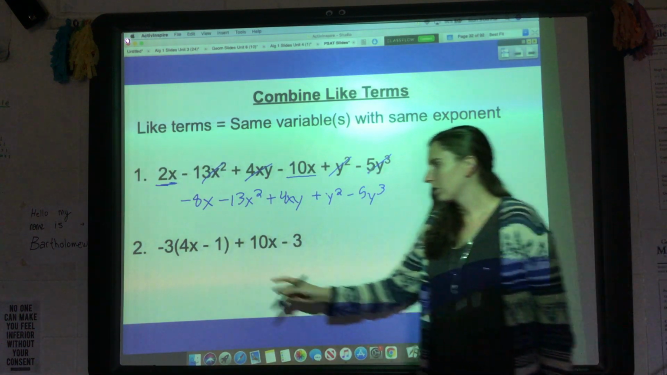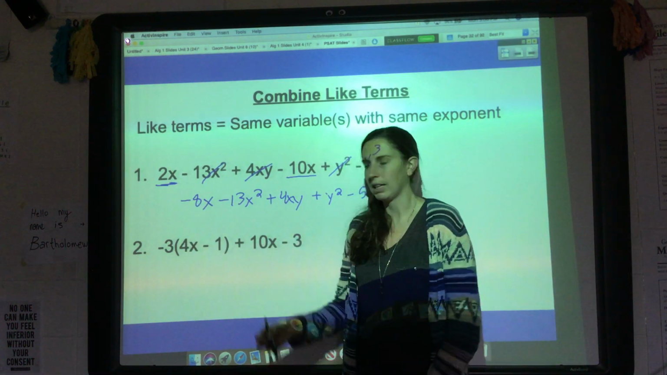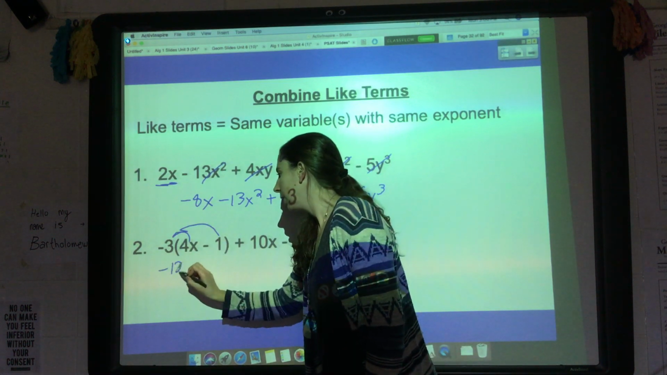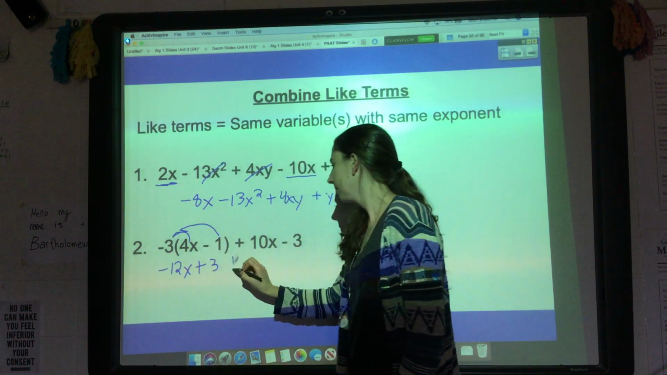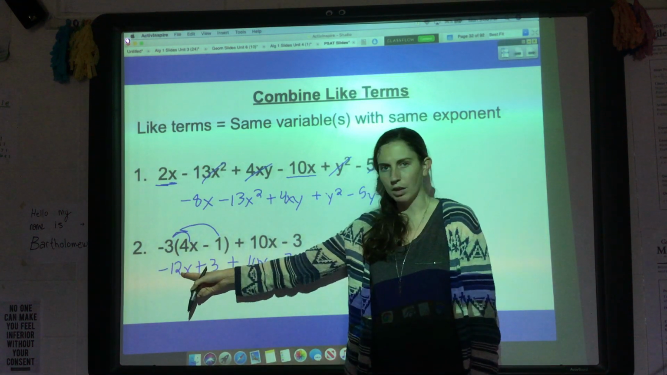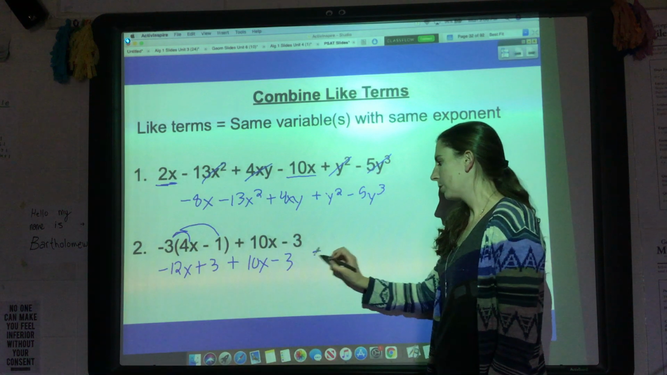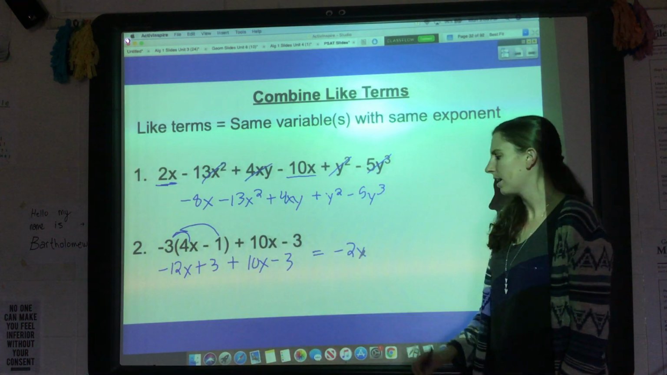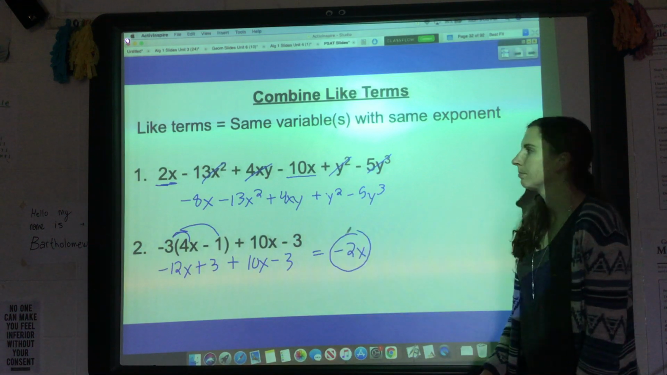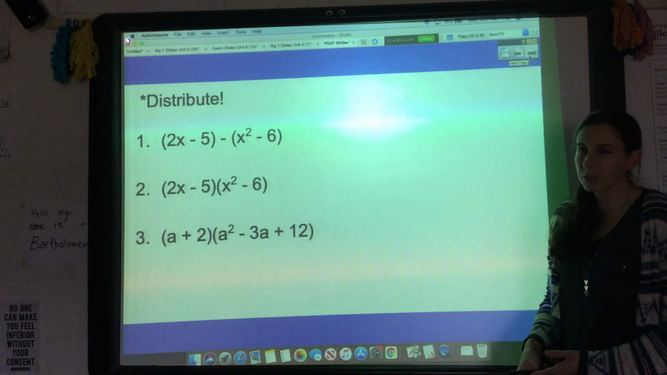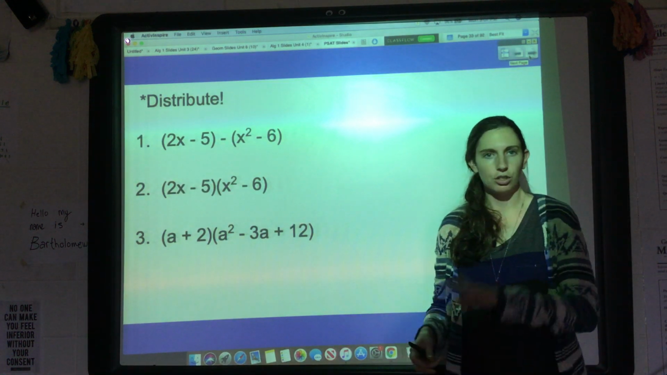This one I need to actually distribute first and then combine like terms. So distribute the negative 3 to get negative 12x plus 3. And then you can combine negative 12x and 10x, which makes negative 2x. 3 minus 3, those cancel out, and that's just this. Anytime there's anything in front of parentheses, you've got to distribute it all.